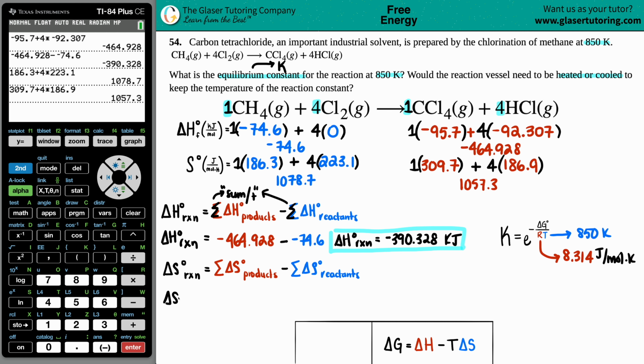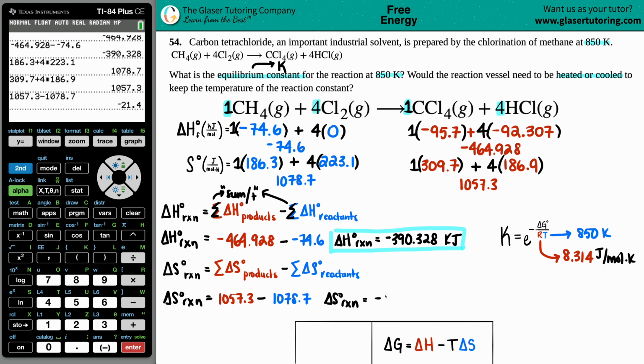Products minus reactants, let's see what we get. So 1,057.3 minus 1,078.7. Delta S for the whole entire reaction is, I'm just going to grab the values in my calci minus this other number. I'm going to grab that. Beautiful. So we have a negative 21.4. Units here, the moles cancel because we multiplied by the coefficient, so it's joules per Kelvin.